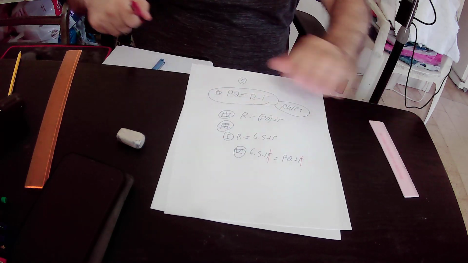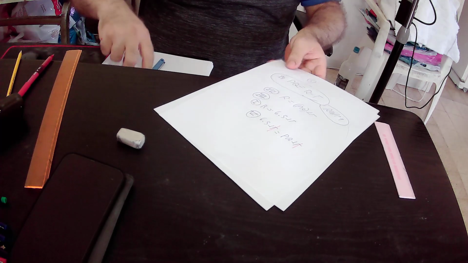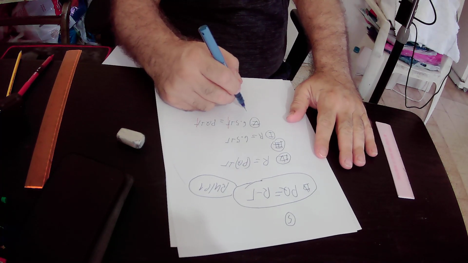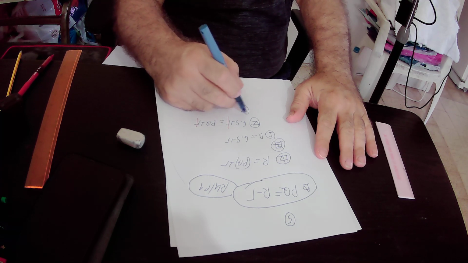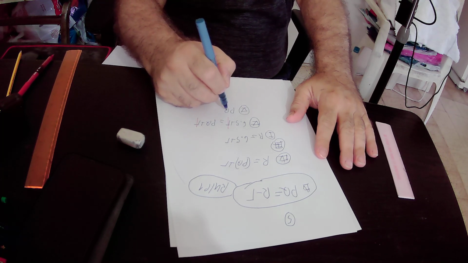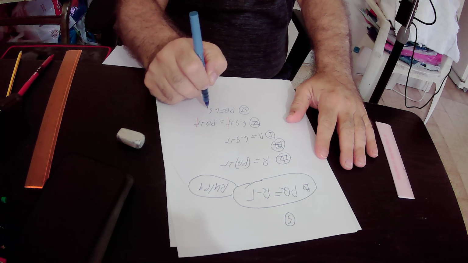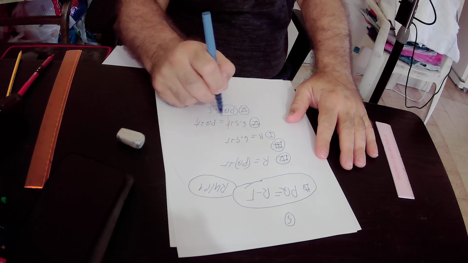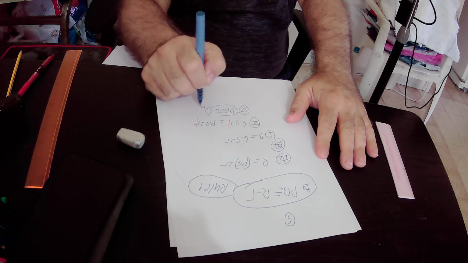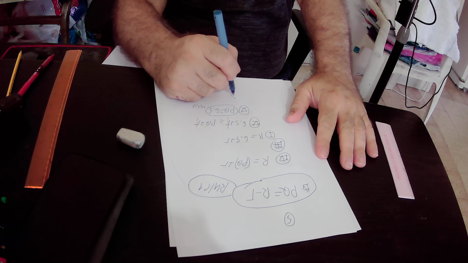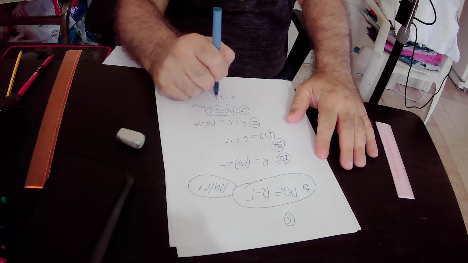and we will get that PQ equals 6.5 units. We found the value of PQ. PQ equals 6.5 units. And we have already found that the value of X is 2.5 units.